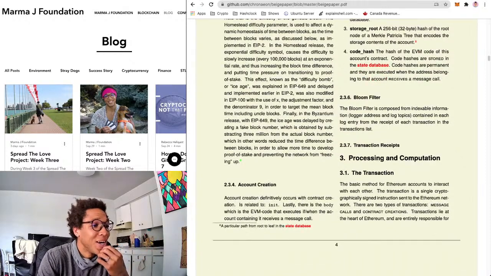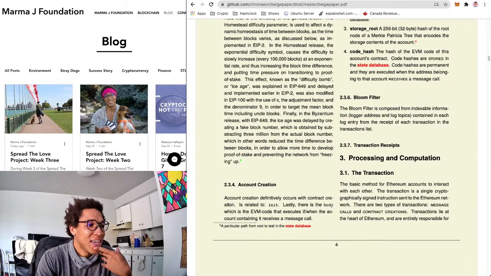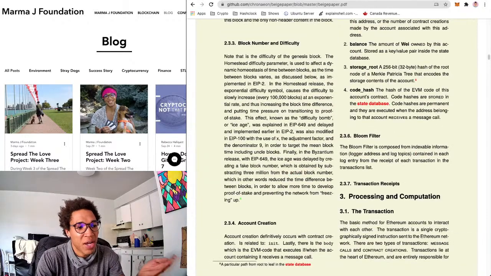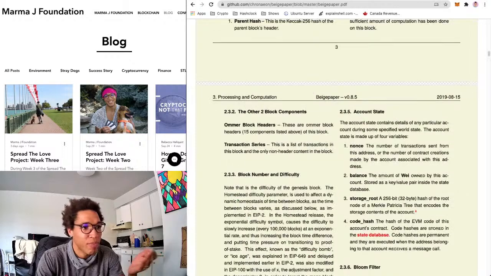Account creation definitely occurs with contract creation. It is related to init. Lastly, there is the body, which is the EVM code that executes if and when the account containing it receives a message call. So that's just whether you're creating a contract account or a normal account.